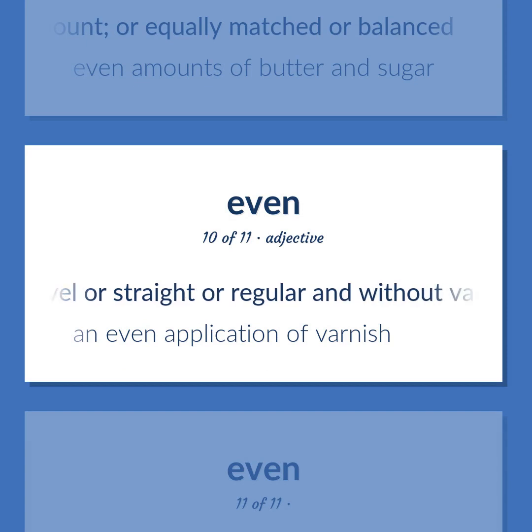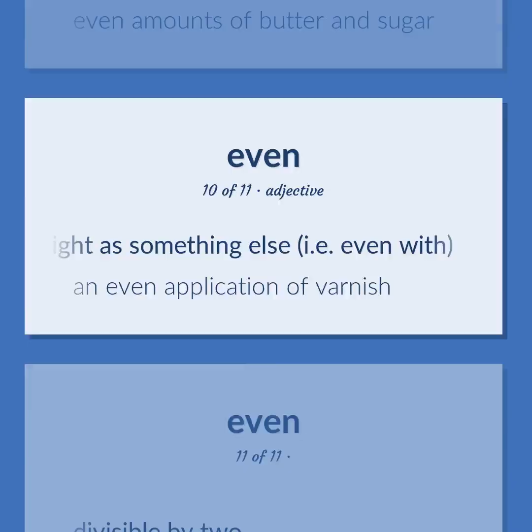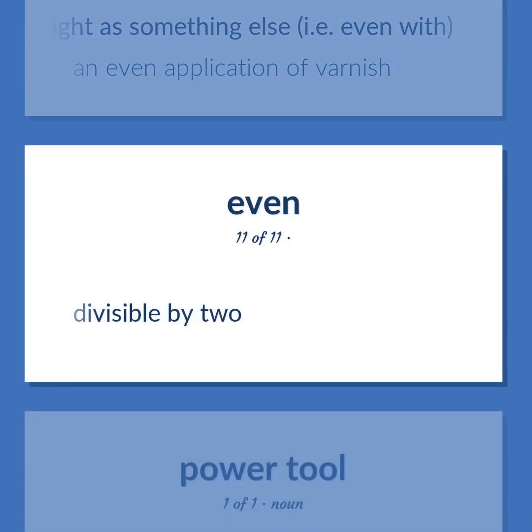Being level or straight or regular and without variation as e.g. in shape or texture, or being in the same plane or at the same height as something else, i.e. even with. An even application of varnish. Divisible by 2.